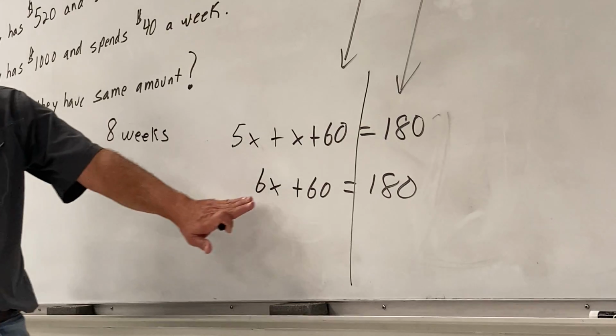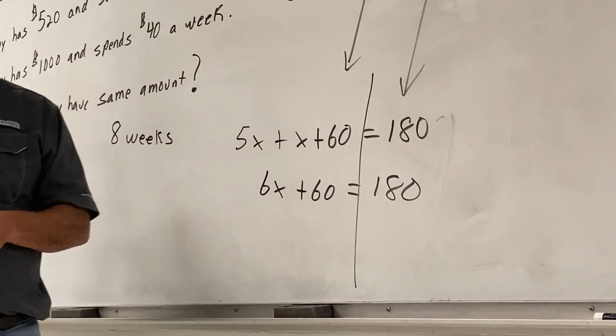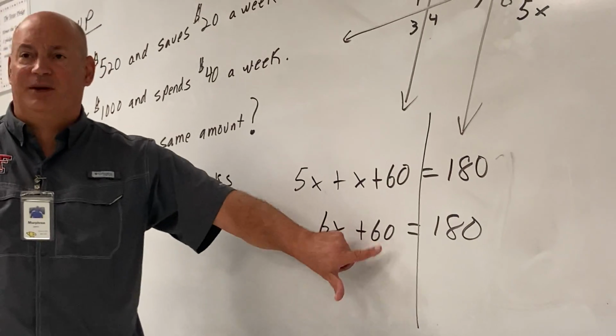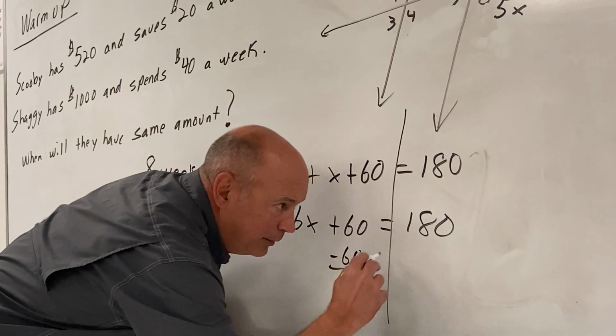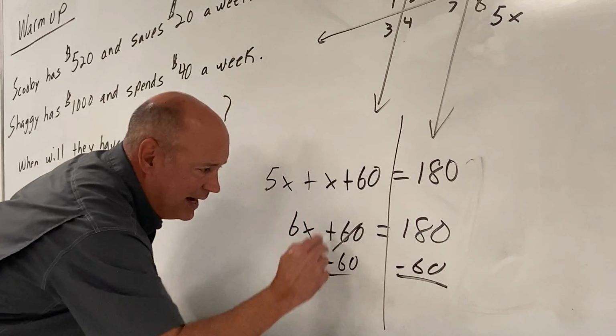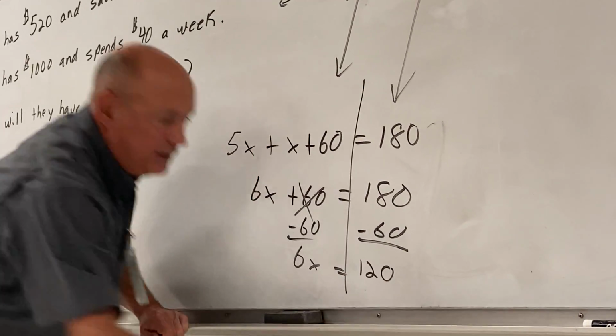How can we figure out what x is? What number do we need to get rid of? Perla. You guys subtract 60. Good. Get rid of any number that is not next to x. Subtract 60. So now we have 6x equals 120. Ooh, we're almost done.